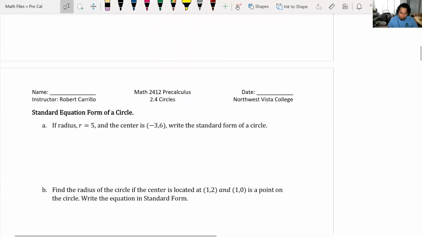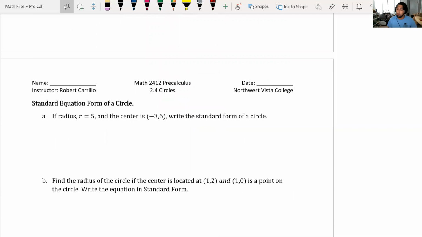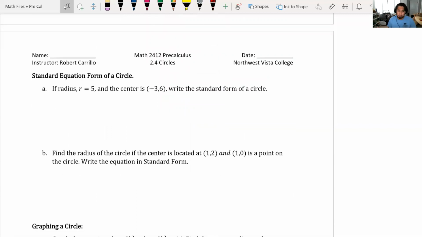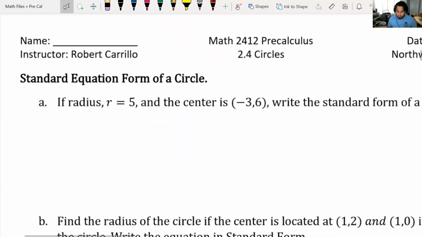Okay, so that being said, just a couple of exercises. We want to write the standard form of a circle. We'll find the equation given pieces. So the first problem is, if the radius is 5 and the center is (negative 3, 6), write the standard form of a circle. So fair enough.